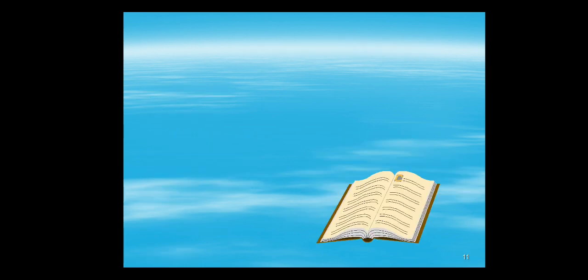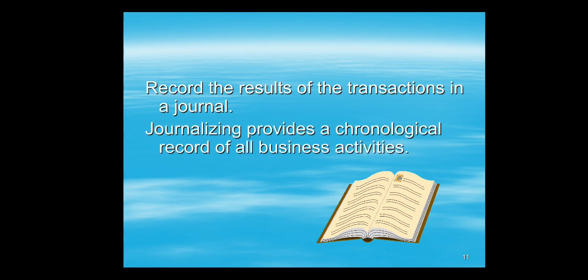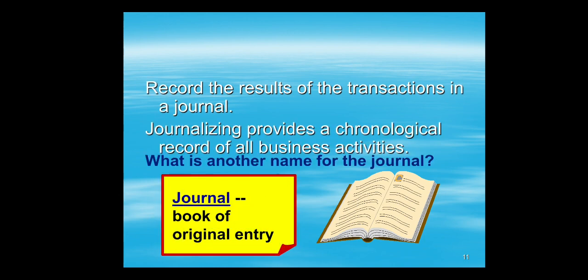Okay, the journal is called the book of original entry. The journal is the first book that we use in accounting. Journalizing provides a chronological record of all business activities. Chronological means the records are in accordance with the times the transaction happened.